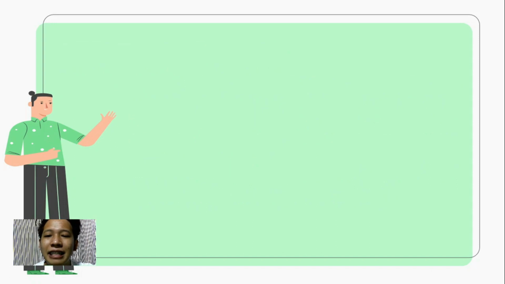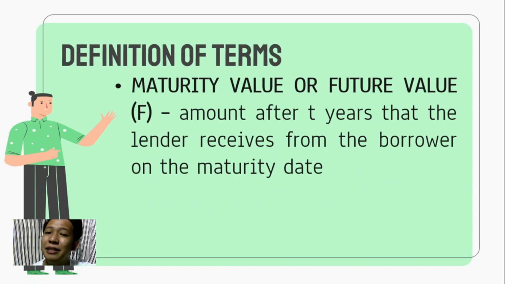Okay po? And next is the maturity value or the future value. So yung maturity value or the future value is the amount after T years that the lender receives from the borrower on the maturity date. So ito na po yung, let's say for example, nangutang ako ng 10,000 and ang interest niya is 5,000. So the maturity value there would be 15,000. So si principal kasama na yung interest.